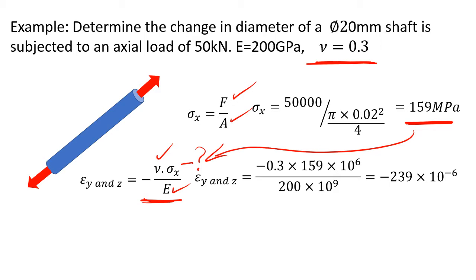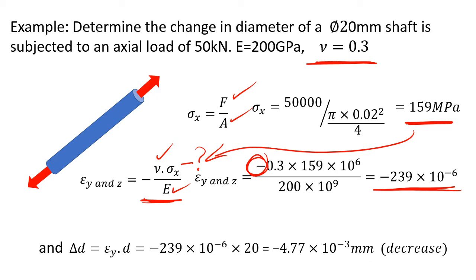So our Poisson's ratio is 0.3. We've calculated our stress at 159 times 10 to the 6 pascals, and our Young's modulus is 200 times 10 to the 9. And that gives us a value there of minus 239 times 10 to the minus 6. So don't forget this minus sign at the beginning, and this minus sign means that the diameter is actually getting smaller.